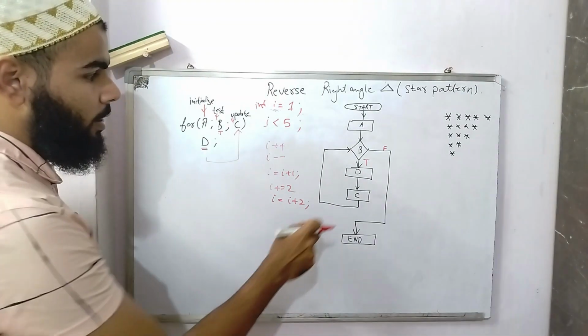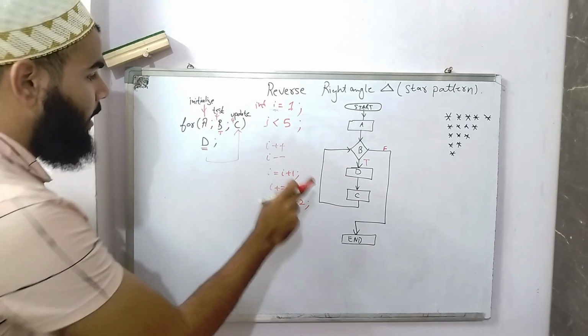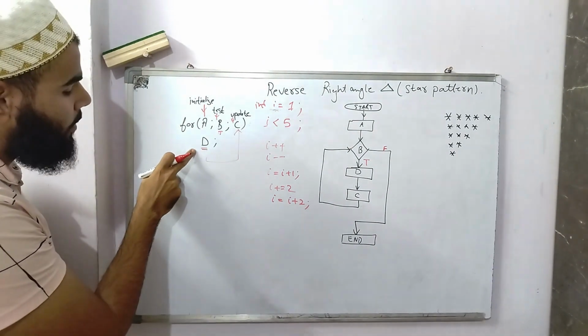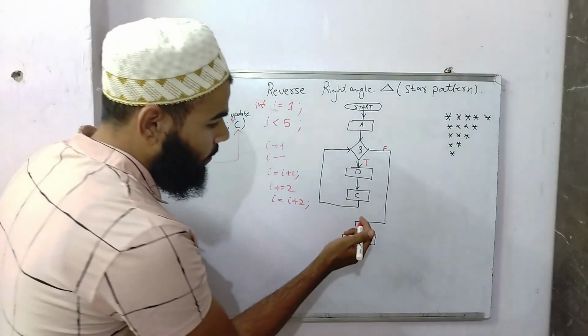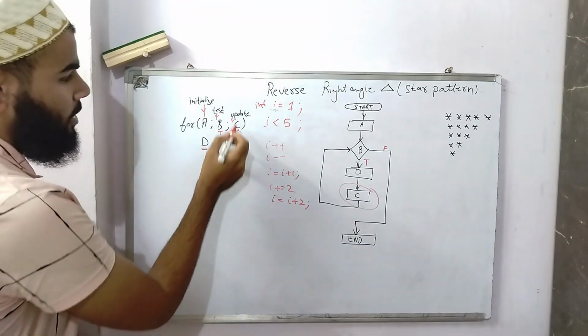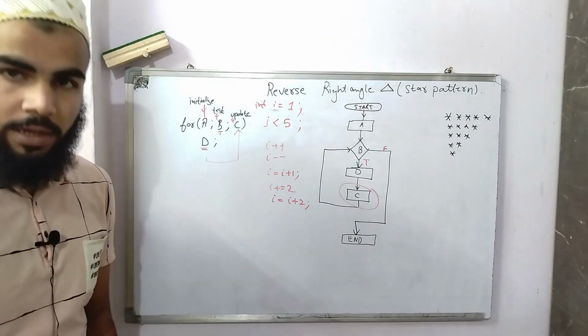So this is very important. If B is true, the test is true, it will go to D. And in D, we can have any statement. Let's say a print star statement. So we are printing the star. And after D, it's very important, I'm making a circle, okay? After D, it will go to C, the update statement. And then the value of the variable gets updated.